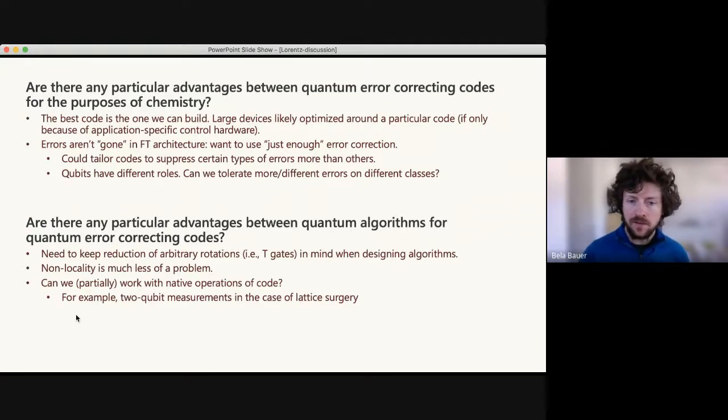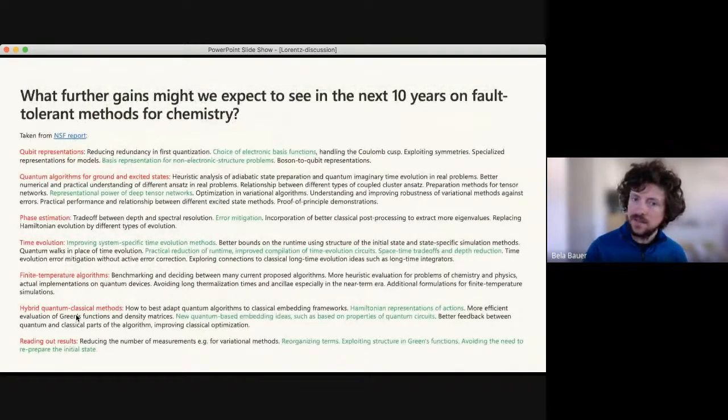Maybe one interesting question is, can we at least partially work with the native operations of a code? So for example, in lattice surgery, where the two-qubit measurements are the elementary operations, so to speak, the assembler instructions of your platform, can we actually design algorithms around that? And then for these last two points, what further gains might we expect to see in the next 10 years on fault-tolerant methods?